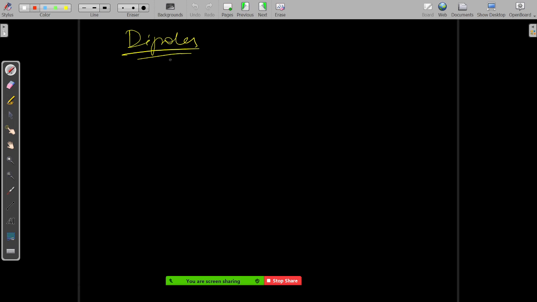Now we want to see what dipoles are. A dipole is basically a combination of a negative charge and a positive charge, equal and opposite charges. This combination is called a dipole. Let's say the distance between these two is d. d is directed from the negative charge to the positive charge. This is somewhat different, so you have to remember that.